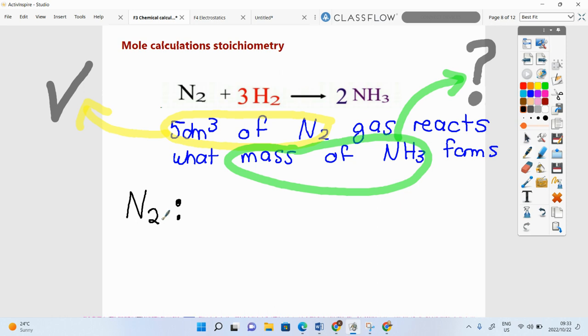Yes. I remember Schwartz was saying that since they're all gases, they're in the same ratio as the number before them. Yeah, it doesn't matter if they're gases or not. The ratio is going to be 1 to 3 to 2. The balanced equation gives you the ratios. Whether they're gases or concentration or volumes, it doesn't matter. That ratio, 1 to 3 to 2, is always a mole ratio. Always a mole ratio. So would the NH3 be 10 decimeters cubed?